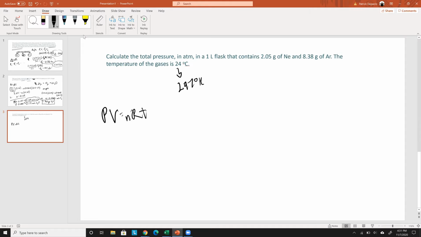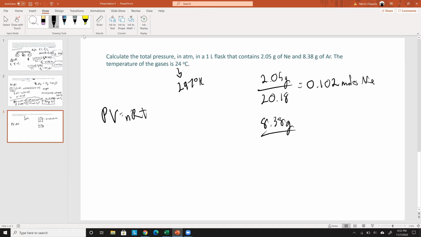So let's do this. The molar mass of neon is 20.18. So we're going to do 2.05 grams of neon divided by its molar mass, 20.18, which gives 0.102 moles of neon. And then for argon, 8.38 grams divided by its molar mass of 39.95 grams per mole, and that's going to equal 0.2097 moles of argon.